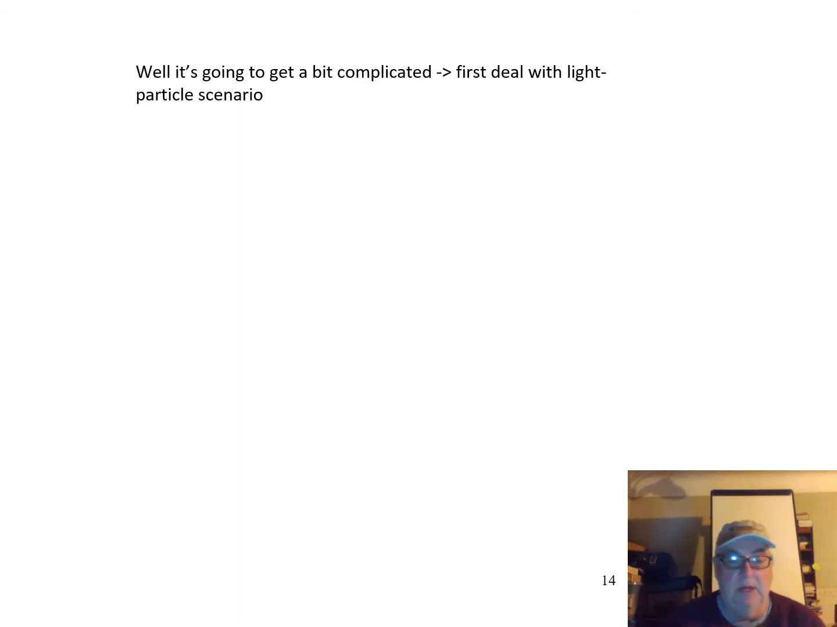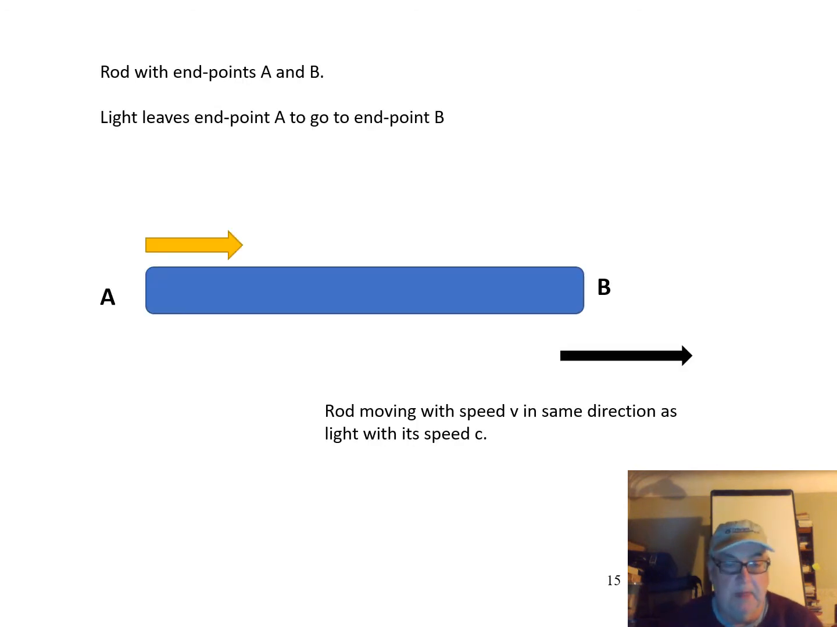Well, it's going to get a bit complicated. First, deal with the particle-like situation. So here we have a rod with endpoints A and B. Light leaves endpoint A to go to endpoint B, and the rod is moving with speed v in the same direction as the light, which is moving with speed c. So the light is the yellow coloured arrow, and the rod is moving in the same direction as the light.